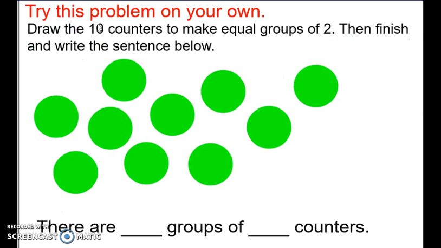You are going to try this problem on your own. You're going to draw the 10 counters to make equal groups of 2. Then you're going to finish and write the sentence below. So draw your 10 counters, making equal groups of 2 counters in each group. Then write the sentence below it. There are blank groups of blank counters. When you're done with this problem, you're done with the lesson for today.